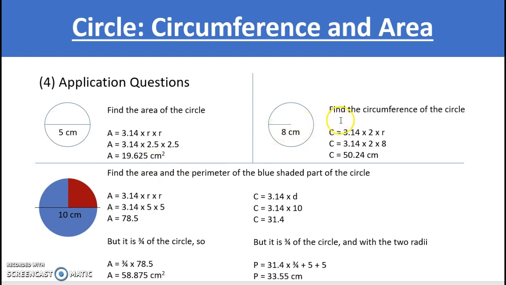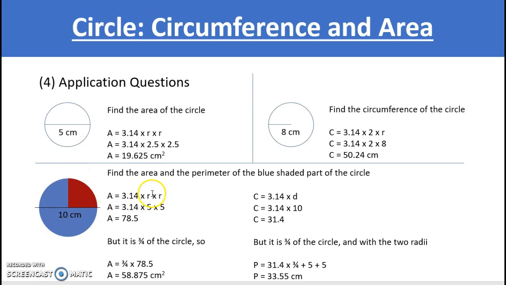For the second one, to find the circumference, which is the outside bit, we need to do either pi times diameter or pi times 2 times r, or radius. In this case, when we're given the radius, we just use that. So 3.14 times 2 times 8 will give us our answer here. And the last bit, to find the area and the perimeter of the blue shaded part of the circle.